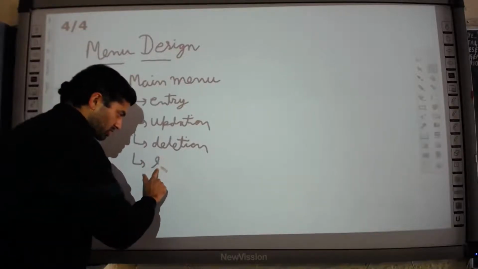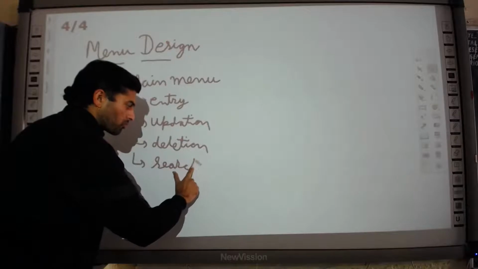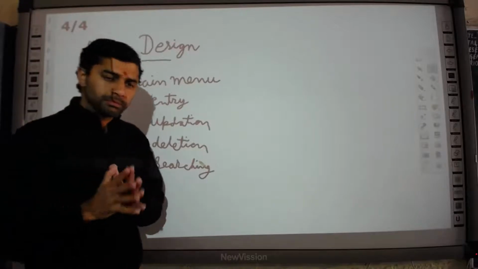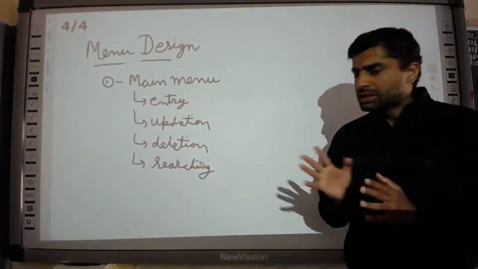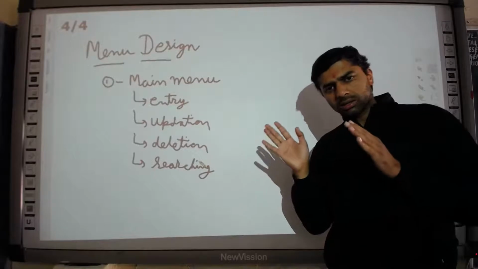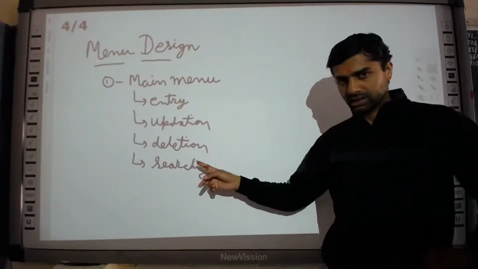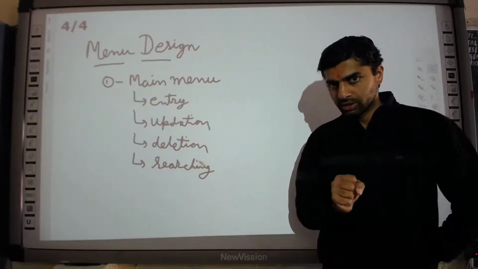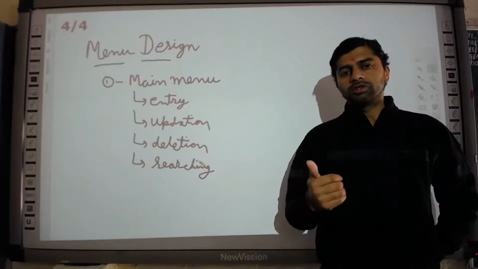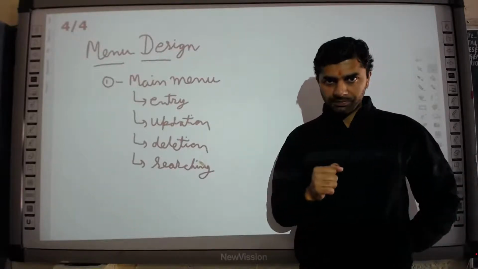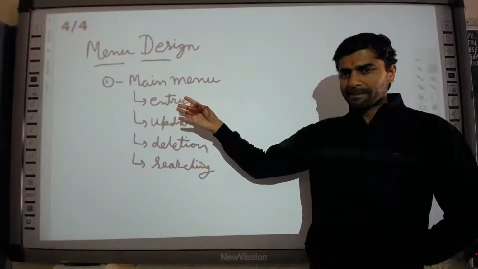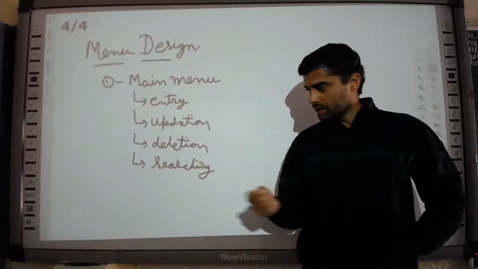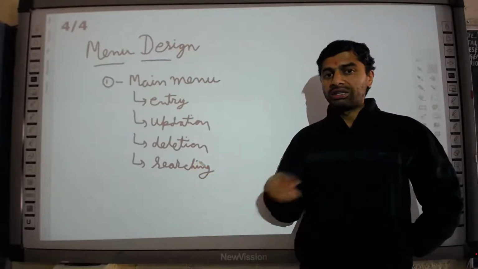Next, very important, that is searching. This is the most important part in a particular project, because the starting menus are very similar, but the success of your project depends upon this part, the menu for searching. The more options you give, the more usable your software will be. Entry, deletion and updation are one-time activities, but searching is required on a daily basis.